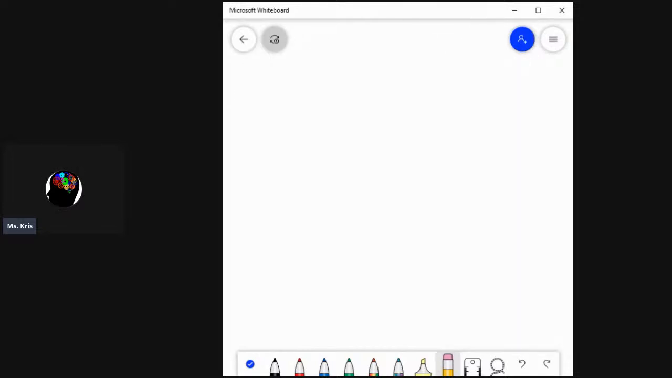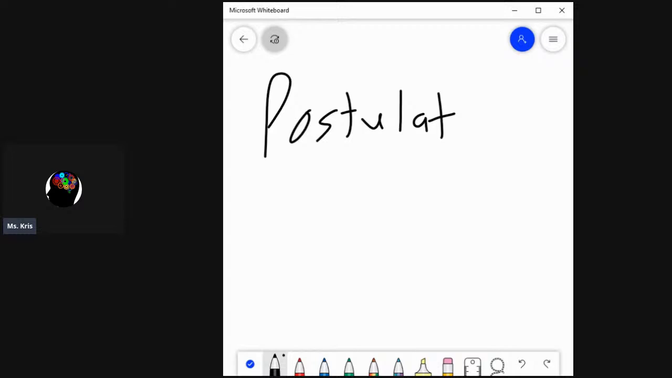So to prove that they are equal to each other, we have a few postulates. So postulate 12 is based off the side postulate, which says if three sides of one triangle are congruent to three sides of a second triangle, then the triangles are congruent based on side postulate.